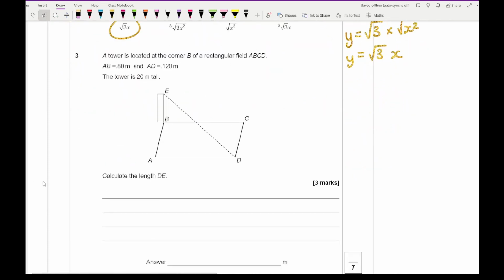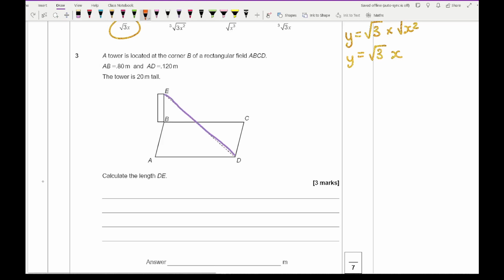Moving on to question 3, it says that a tower is located at the corner B of a rectangular field ABCD. AB is 80 metres, AD is 120 metres, and the tower is 20 metres tall. Calculate the length of DE. So it's that dotted line that I need to work out. So let's start by just connecting that line up.